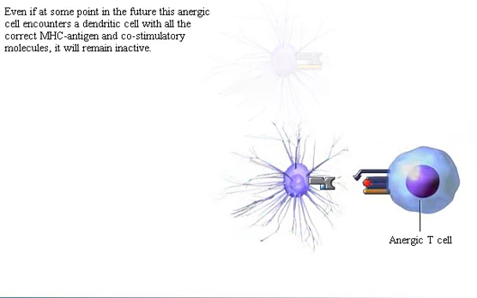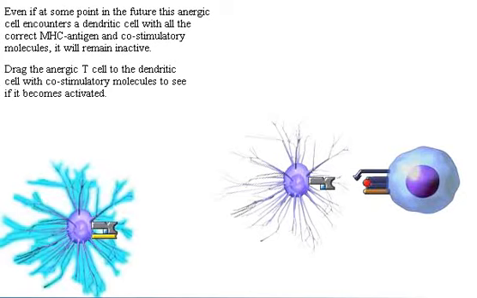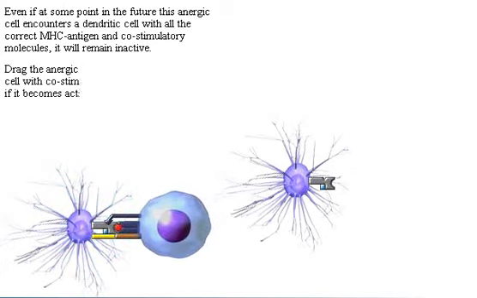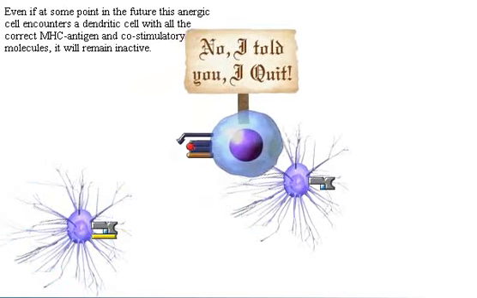Even if at some point in the future this anergic cell encounters a dendritic cell with all the correct MHC antigen and co-stimulatory molecules, it will remain inactive. Drag the anergic T cell to the dendritic cell with co-stimulatory molecules to see if it becomes activated. No, I told you. I quit.